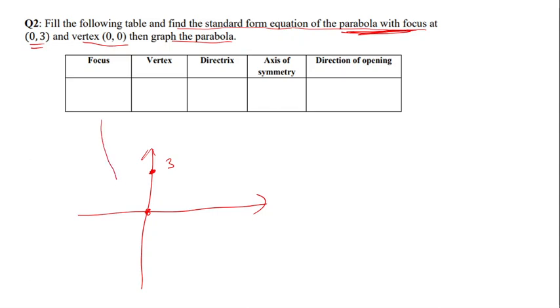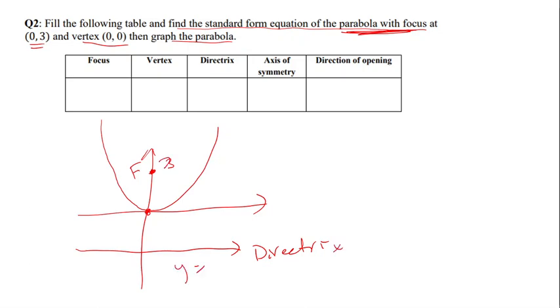So then it has to be, okay, vertex, and the focus is always inside, and the directrix is always outside the parabola. And then the line should be, if it is 3 here, it has to be minus 3, and then it will be the y equal to minus 3 line. This is a horizontal line. So you can say the directrix is automatically y is equal to negative 3.